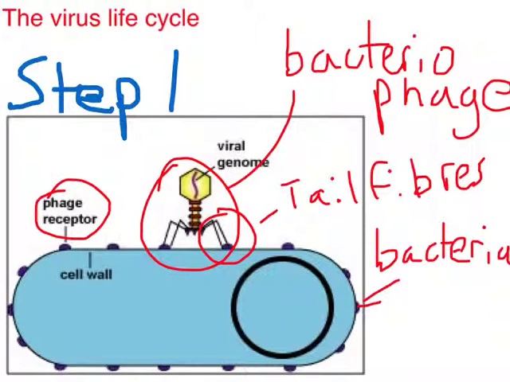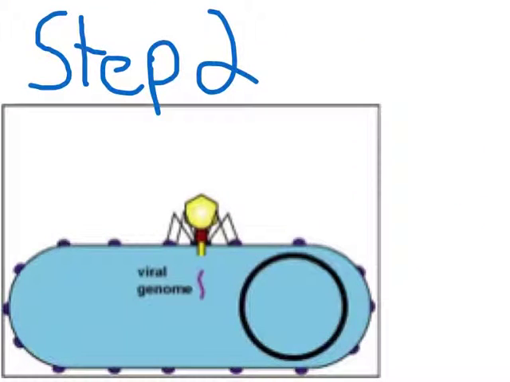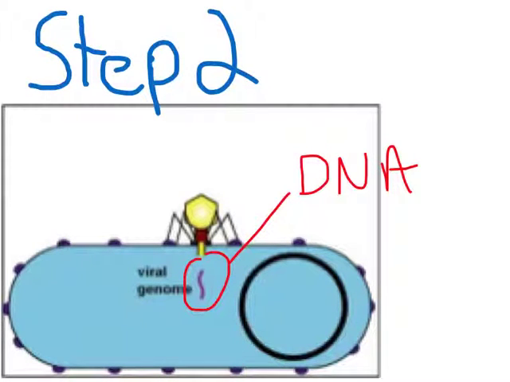Okay, so step 1 quite literally is, and you can write this down, step 1, the virus attaches to the host cell. This is the host cell. This is the virus. The virus attaches to the host cell. In step 2, you can see that the bacteriophage is injecting its viral genome. A viral genome, in most cases for viruses, would be DNA. So step 2 is the virus injects its DNA.